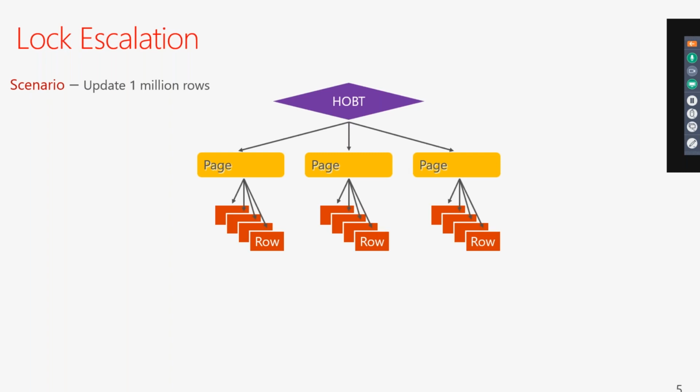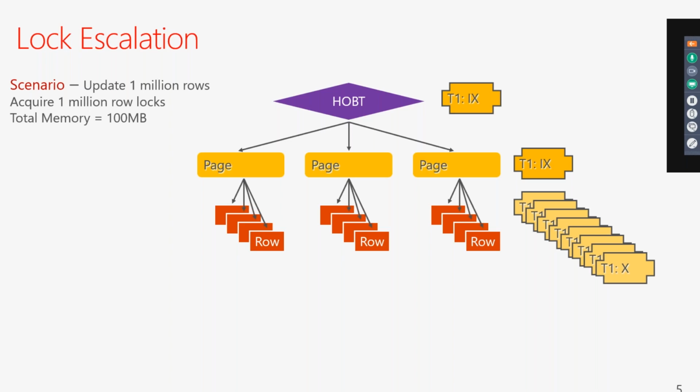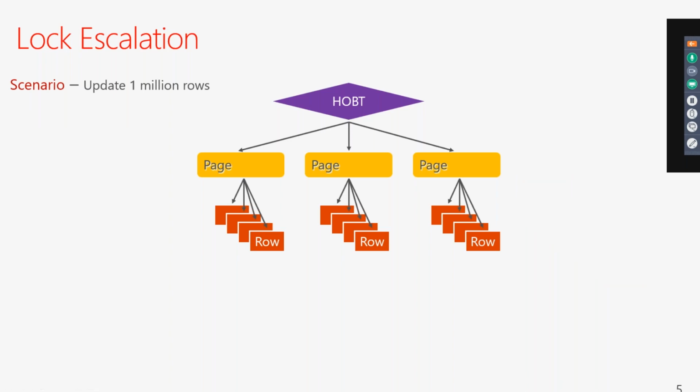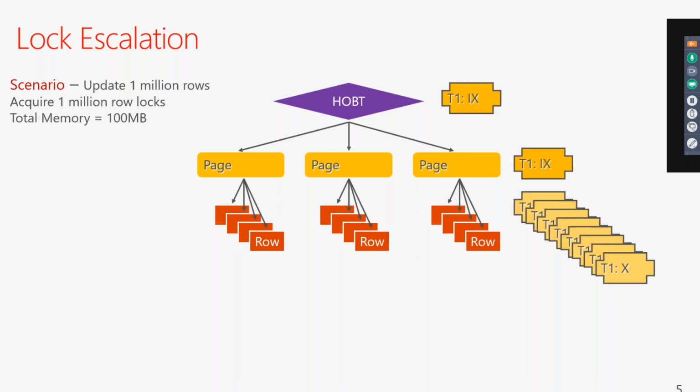So this is how it is, right? HOBIT stands for heap or a binary tree. Pretty confusing acronym, but it has been like this for a long time. So notice yellow shows the pages and the rows, right? So I'm running a query, update 1,000,000 rows. So we will get all these locks that I'm showing you on the right side. Intent lock on the page, intent lock on the HOBIT, which is the table, and exclusive lock on the rows, right? This is going to be expensive. And the total memory will be 100 megabytes because each lock takes around 100 bytes. Okay? So this can be very inefficient.